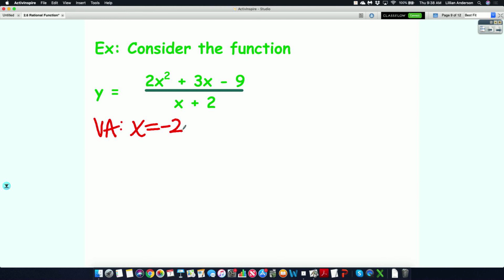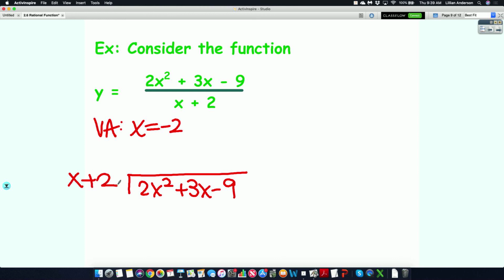Okay? So I'm going to spend the time refreshing your memory about long division. Here we go. What goes underneath the division symbol? 2x squared plus 3x minus 9. Very good. What goes on the outside? And to divide these two polynomials, you ask yourself, what times x will give you 2x squared?